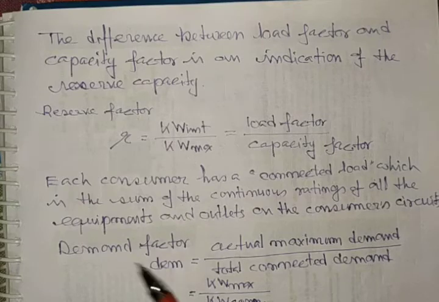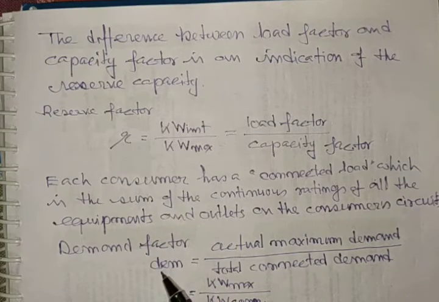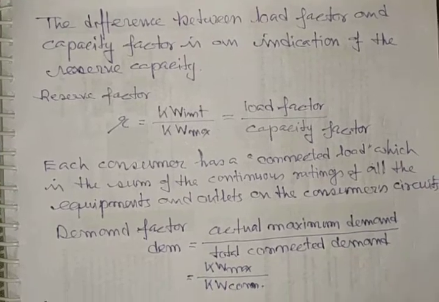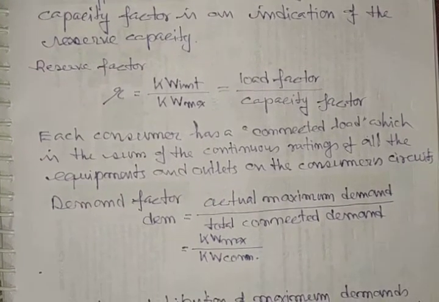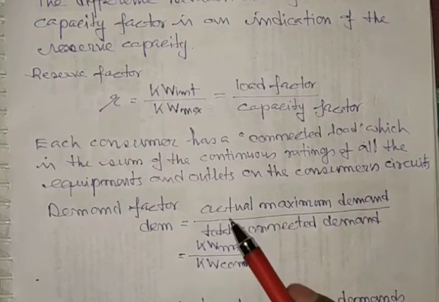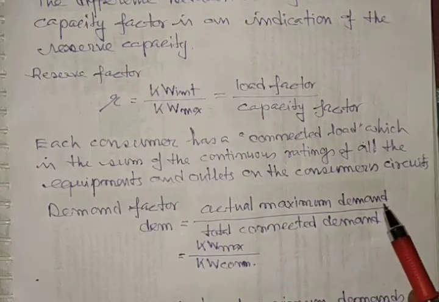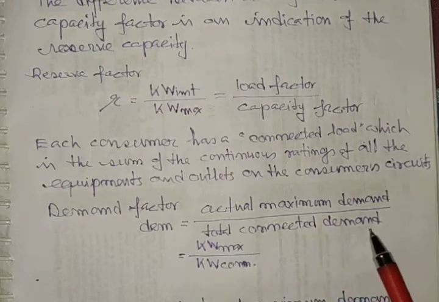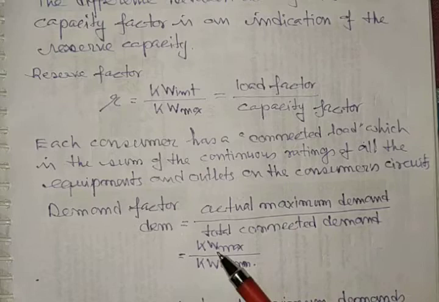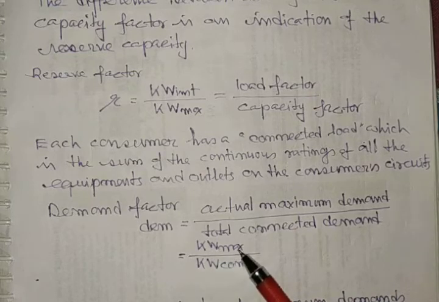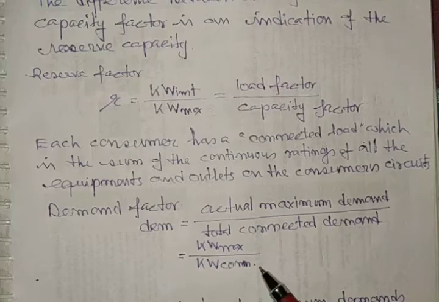So now demand factor. Demand factor is denoted by DEM. So it is a ratio of actual maximum demand divided by total connected demand. So this is kilowatt maximum divided by kilowatt connected.